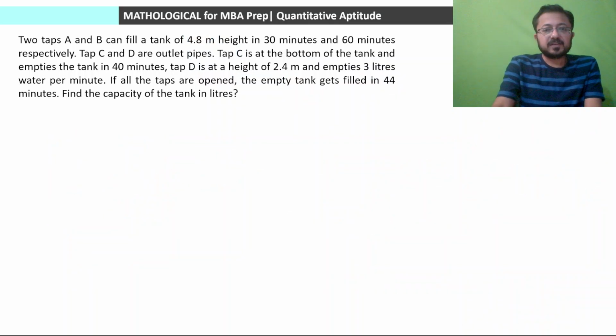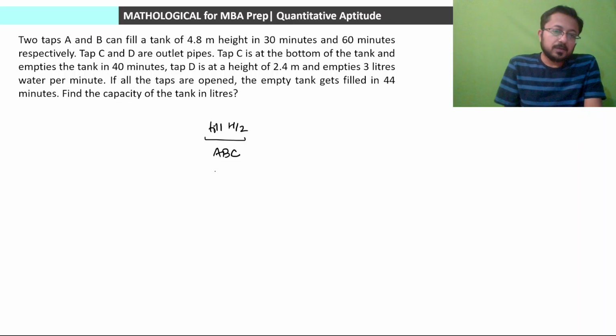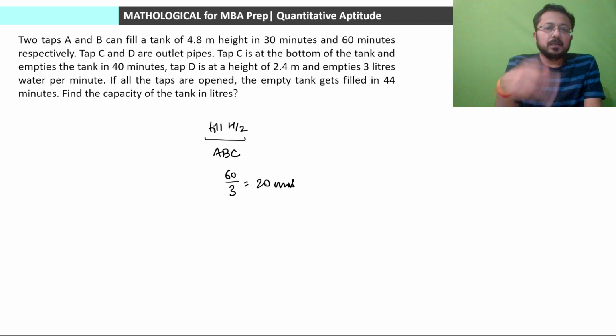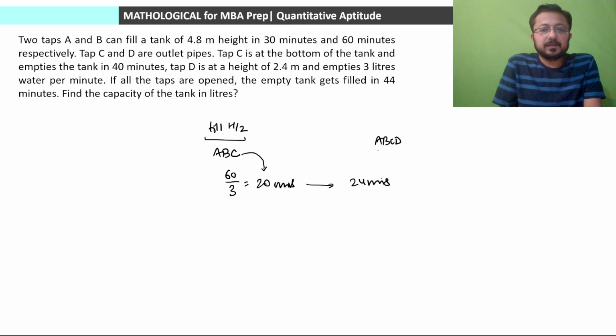So for the first half till h/2 only A, B and C are working. Isn't it so? So that is 60/3, 20 minutes time taken for half the work done, because for total filling up the tank with only A, B and C total time was 40 minutes. Now the time taken is 24 minutes for the remaining half, which would have been 20 minutes if only A, B and C were working. But now that A, B, C and D are working, the time taken is 24 minutes.